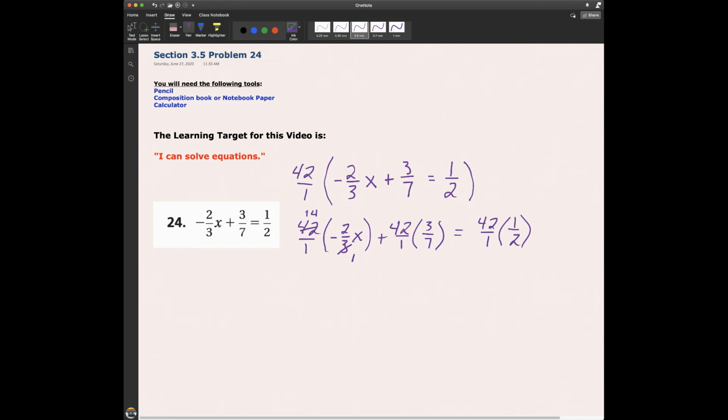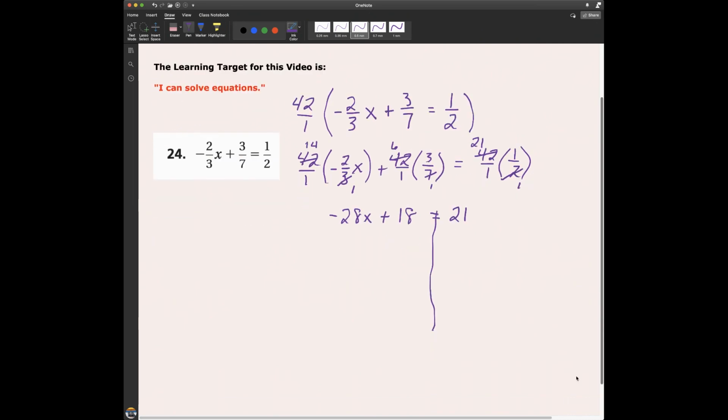And I have 14 times negative 2. So this is going to be negative 28x. All right, plus here there's some canceling I can do with the 7 and the 42. 7 goes into 42 6 times. And I end up with just 6 times 3, which is 18. And that equals, here I can cancel with the 2 and the 42. 2 goes into 42 21 times. And I have 21 times 1. So this equals 21.